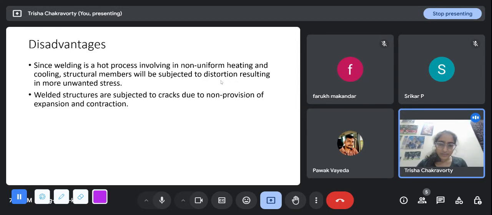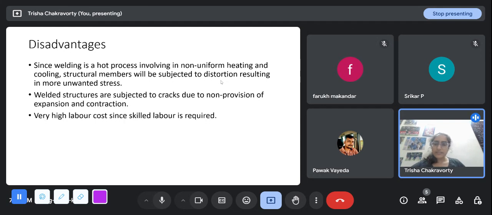Welded structures are subjected to cracks due to non-provision of expansion and contraction. There is very high labor cost since skilled labor is required. This is something we looked at while studying the advantages of bolting: bolting can be carried out by unskilled or semi-skilled laborers, but here we need skilled labor. Checking and verification of welding work is very difficult.